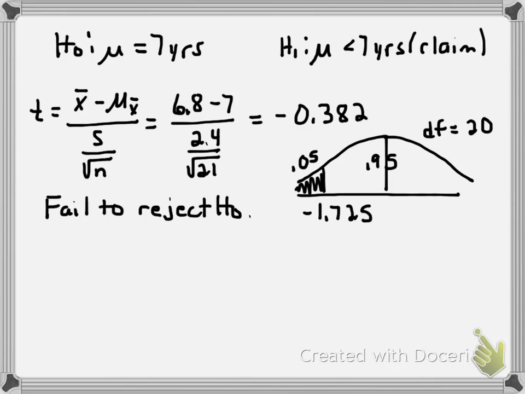And now we need the final wording. Our claim is with the alternative hypothesis, and we fail to reject H0. So that means there is not sufficient evidence to support the claim that the mean is less than 7 years.